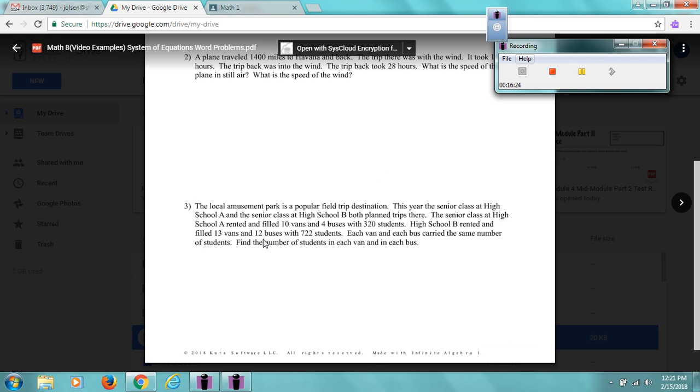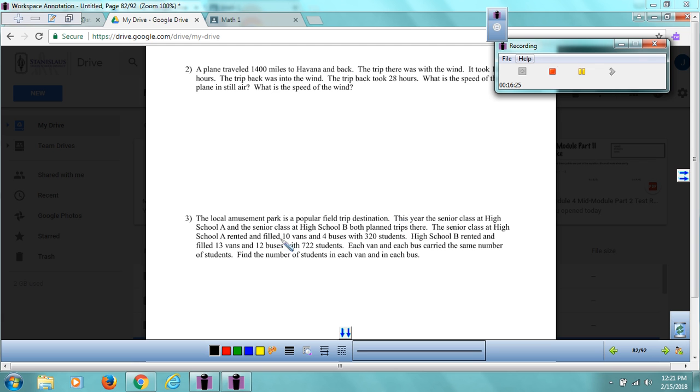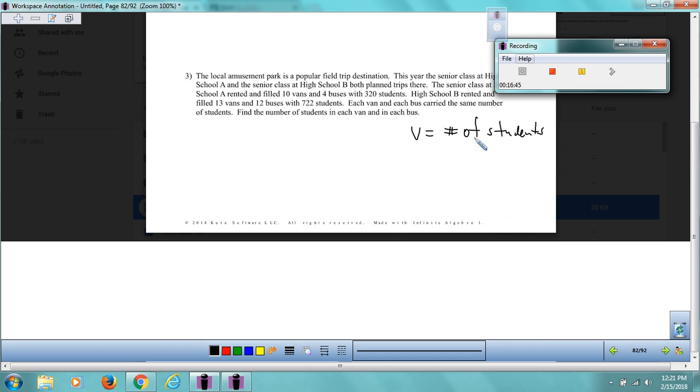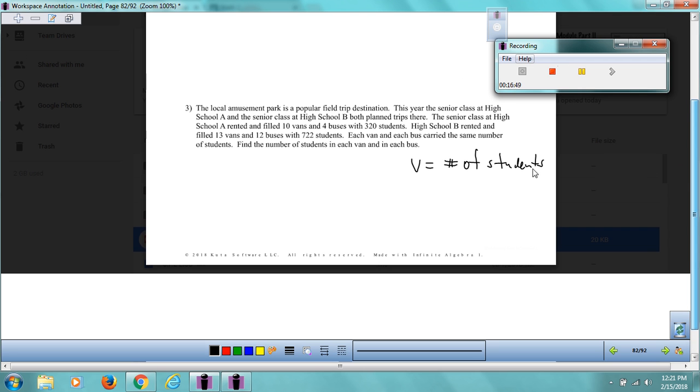So they want us to find the number of students in each van and each bus. So I know how many vans and buses they took, and I know how many total students they took, but I don't know how much went on each. And so those are going to be our variables. So we're going to use Z for the number of students in each van. Okay? And then we're going to use B, let's just use U. So U is going to represent the number of students that went on each bus.